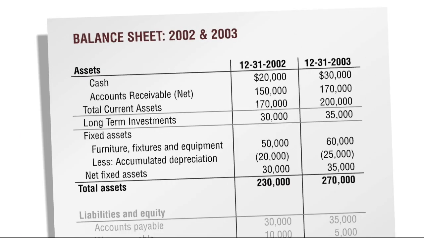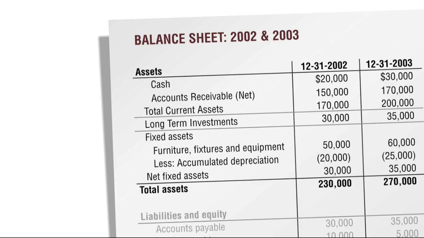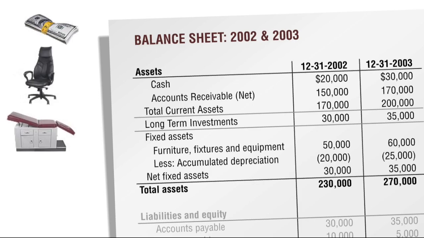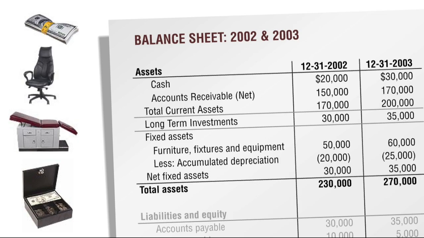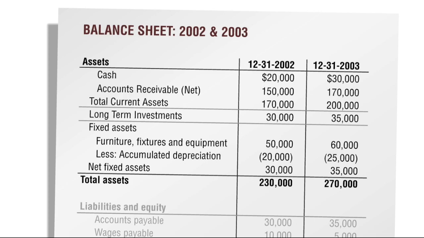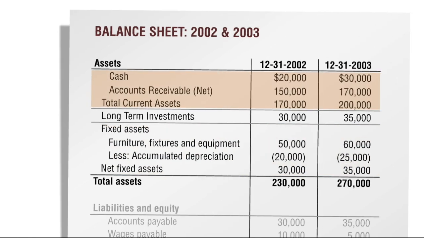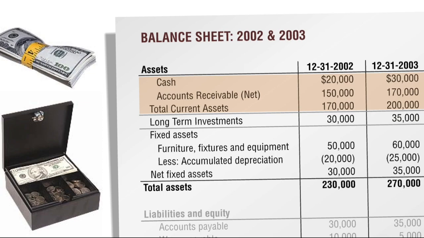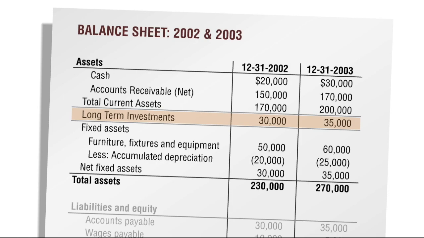Assets are defined as anything of value owned by the practice. This includes cash, furnishings, equipment, and accounts receivable, or amounts due the practice from patients and insurers for services the practice has already provided. Assets are generally grouped into three categories: current, long-term, and fixed. Current assets include cash and accounts receivable, payments expected from patients and insurance companies within a year. Long-term assets reflect long-term investments in financial assets, with maturities exceeding a year. For example, a 5-year certificate of deposit.